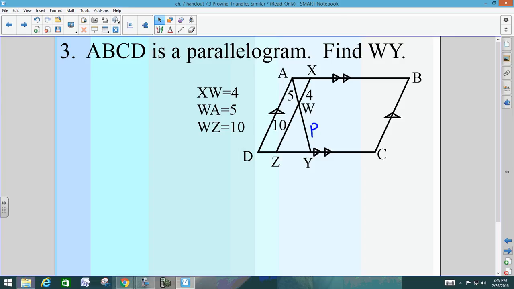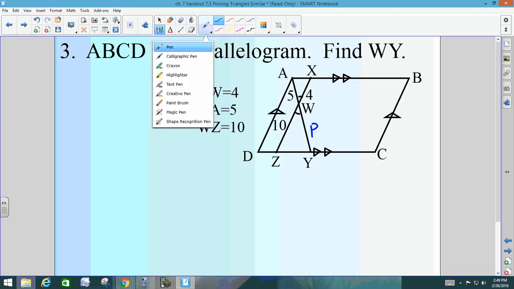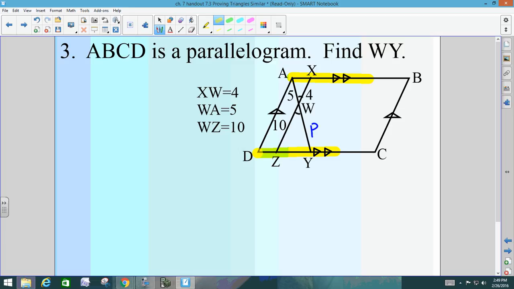We have a pair of vertical angles. See the little tiny upside down triangle and then the little one that's a little bigger? So I know that these angles at W are congruent. Zach? Okay, this is a parallelogram and it's marked on us that these lines are parallel. And then I could use AY as a transversal. So then angle Y and angle A have to be congruent because they're alternate interior.